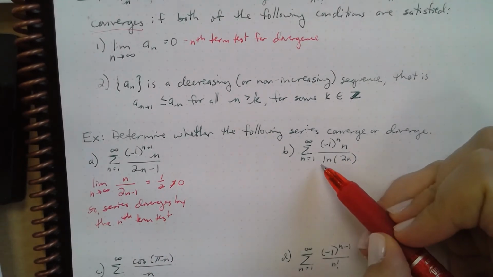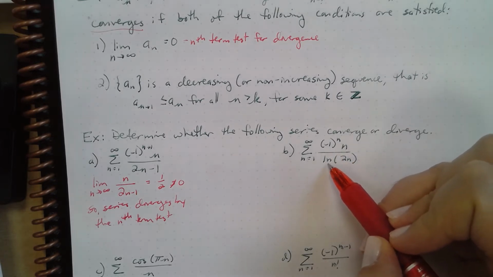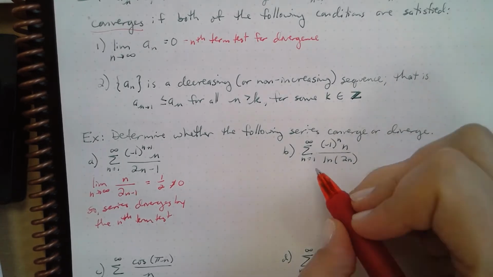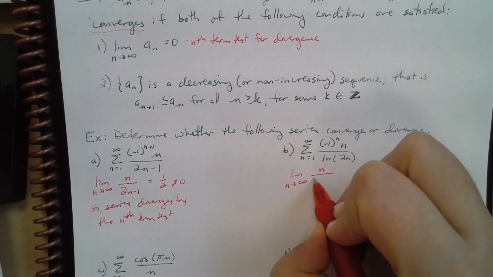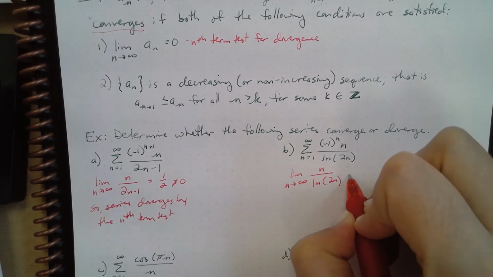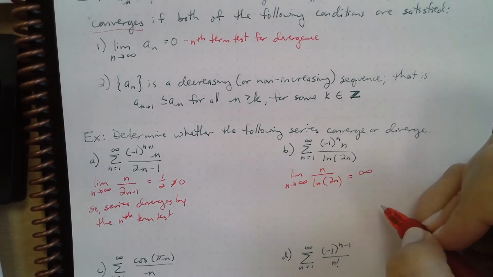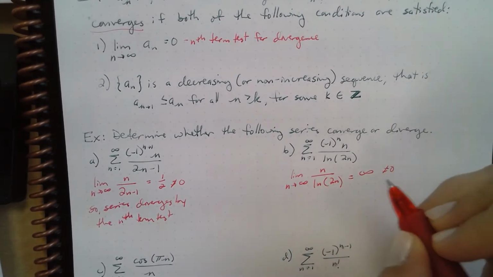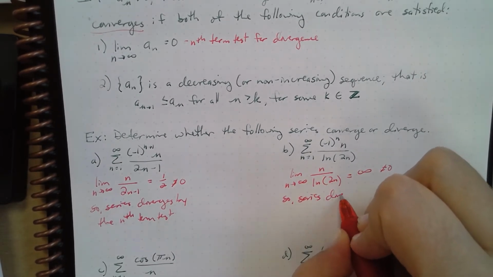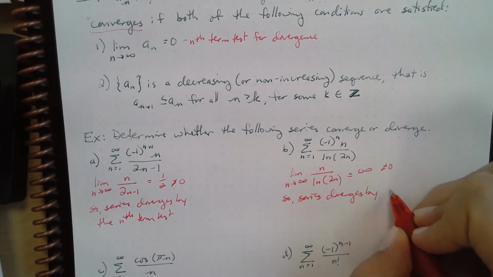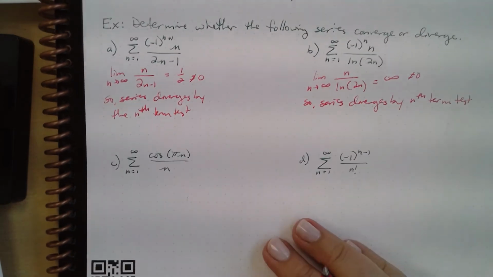N equals 1 to infinity of negative 1 to the n over the natural log of 2n. Wait, n over the natural log of 2n. So we're going to take the limit as n approaches infinity of n over the natural log of 2n. And that's just going to be infinity, right? Which does not equal 0. So the series diverges by the nth term test again. Okay, let's see if we can get one that actually converges here.